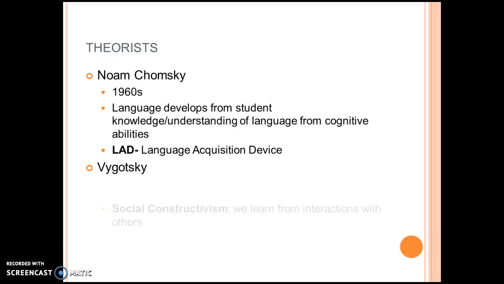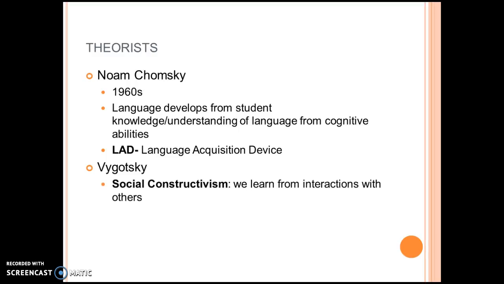After Noam Chomsky, we've got Vygotsky. Vygotsky is the one who taught us that social constructivism helps us to learn. And this goes throughout education. We all know that it's not just a language learning thing. However, if I'm trying to speak and learn a language, I need to have those interactions. So I can hear the words, I can hear the pronunciation, I can hear the context, I can put all of that together. And without being in and around that, I'm not going to understand what people are saying.